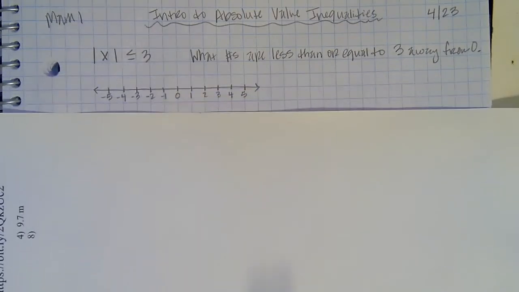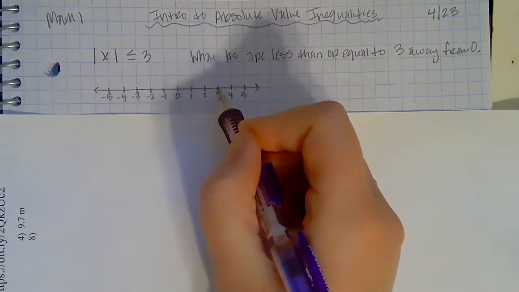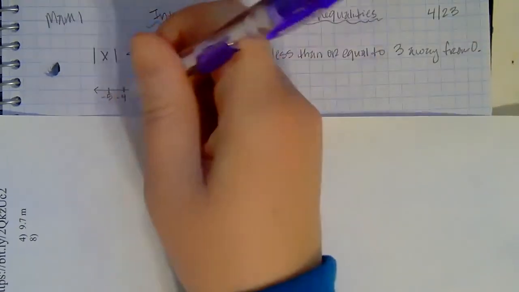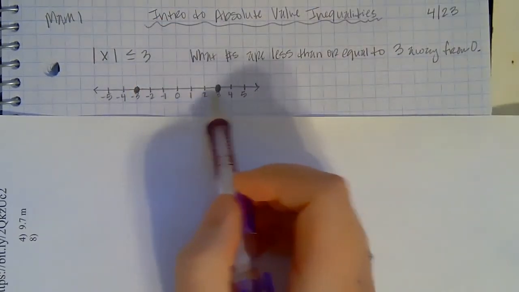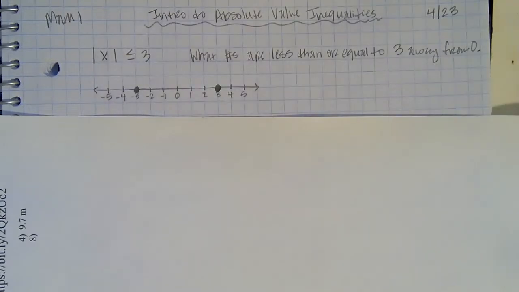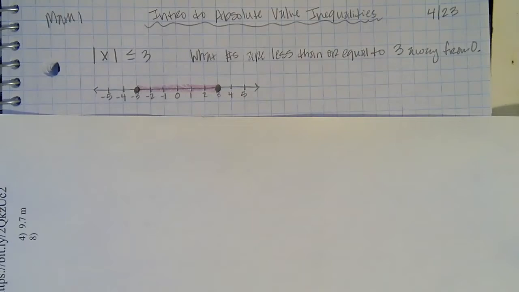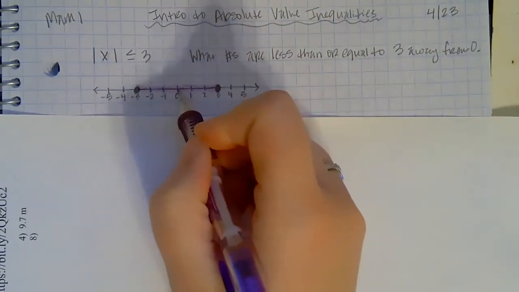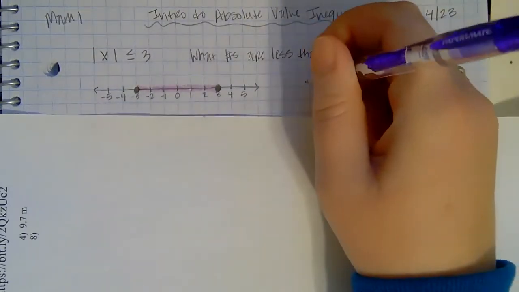Okay, so if you look at a graph, I'm starting at 0, right? So 3 away from 0, I could go 3 to the right, and it says equal to, so that would be a closed circle. Or I could go 3 to the left, equal to, closed circle. And it's less than that distance. So that means anywhere in here would be my solution. So all of these numbers in here are less than or equal to 3 away from 0. For example, -1 is 1 away from 0. -2 is 2 away from 0. And so forth. So if I were to write my final answer here, it would look like this.